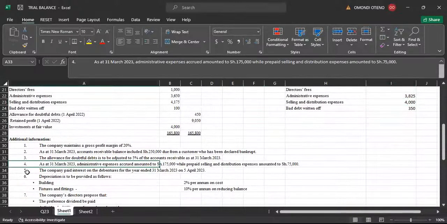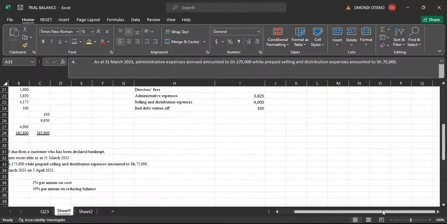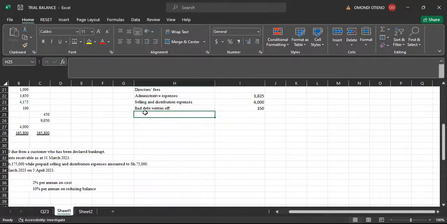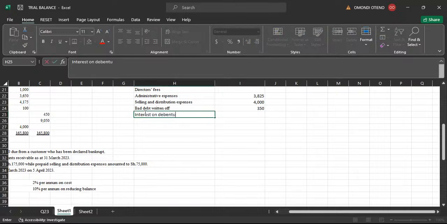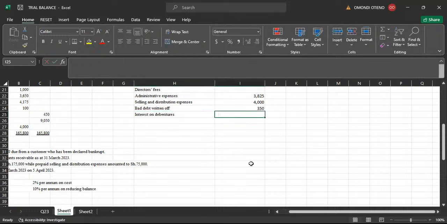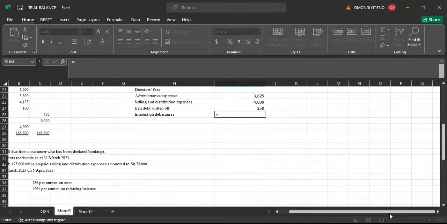The company paid interest on the debentures for the year ended 31st March 2023 on 5th April 2023. So it means there's another thing that we are able to see here. Interest on debentures, what was the rate? It is accrued. So one, it will be an expense and then taken to current liabilities as an accrued expense.